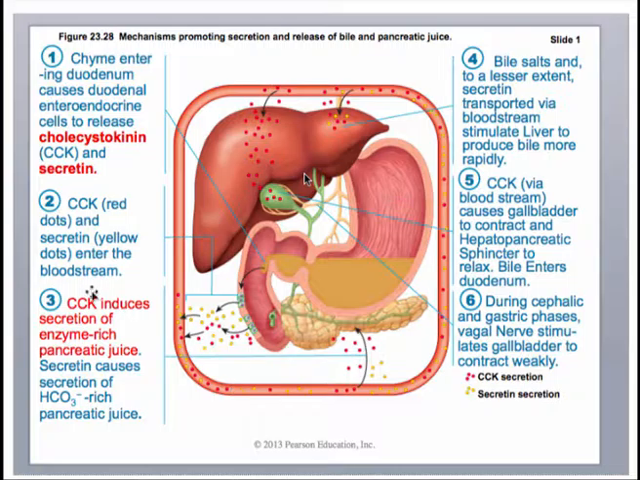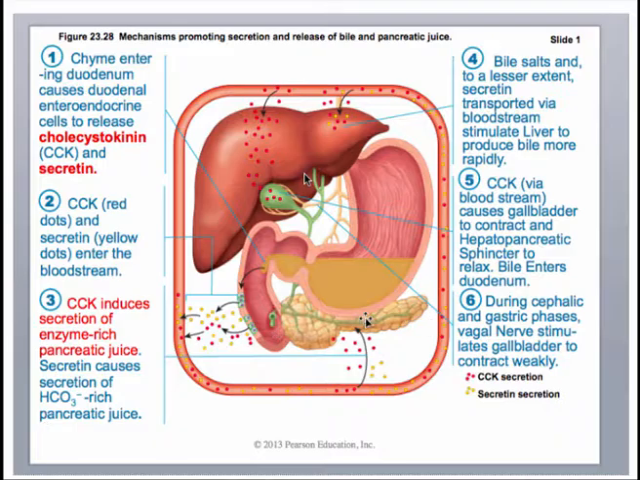What happens then is that CCK, which is in red, is going to travel to the pancreas and help to secrete that very enzyme-rich pancreatic juice. So this is going to be those enzymes that can break down all four of our macromolecules. And then secretin, these yellow dots, will also travel to the pancreas and help to secrete the bicarbonate-rich pancreatic juice. So both hormones have an effect right here on the pancreas, but CCK is allowing the release of the enzyme-rich juice, and then secretin of the bicarbonate-rich juice.